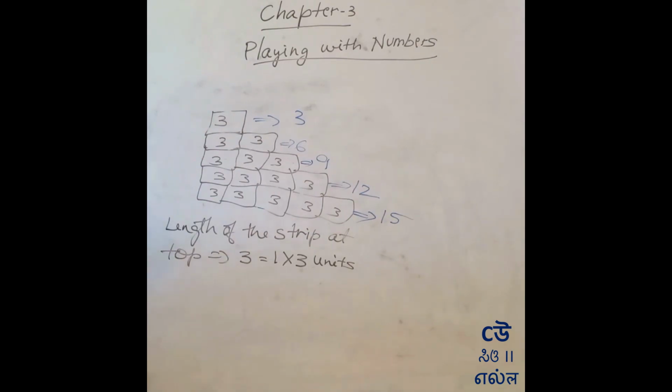Next, second step. This is the first step, then second, third, fourth, fifth. So in the first step we add 1 into 3 units. Next, second step. This is the first step.